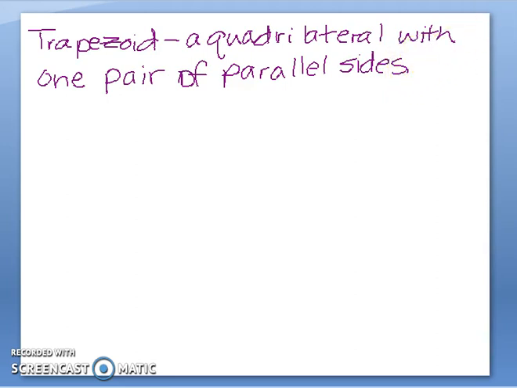Okay, so a drawing of that. We would have a four-sided figure and only one pair of the sides would be parallel. Okay? We also have an isosceles trapezoid.